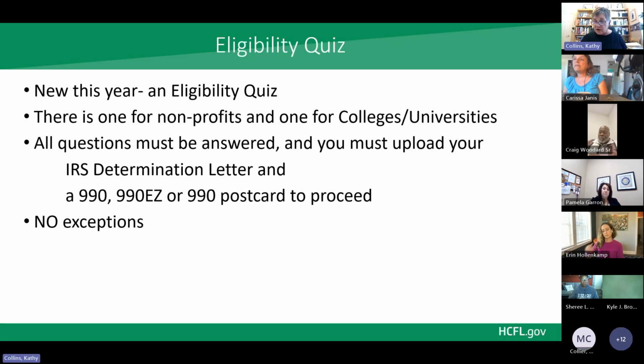If you do not have your IRS determination letter, then you need to reach out to the IRS and get it. If you have your 990, you have to make sure that you have the full thing, and you have to attach it. So if you did it yourself, or if you had an accountant do it, you need to make sure that you have a copy of it.